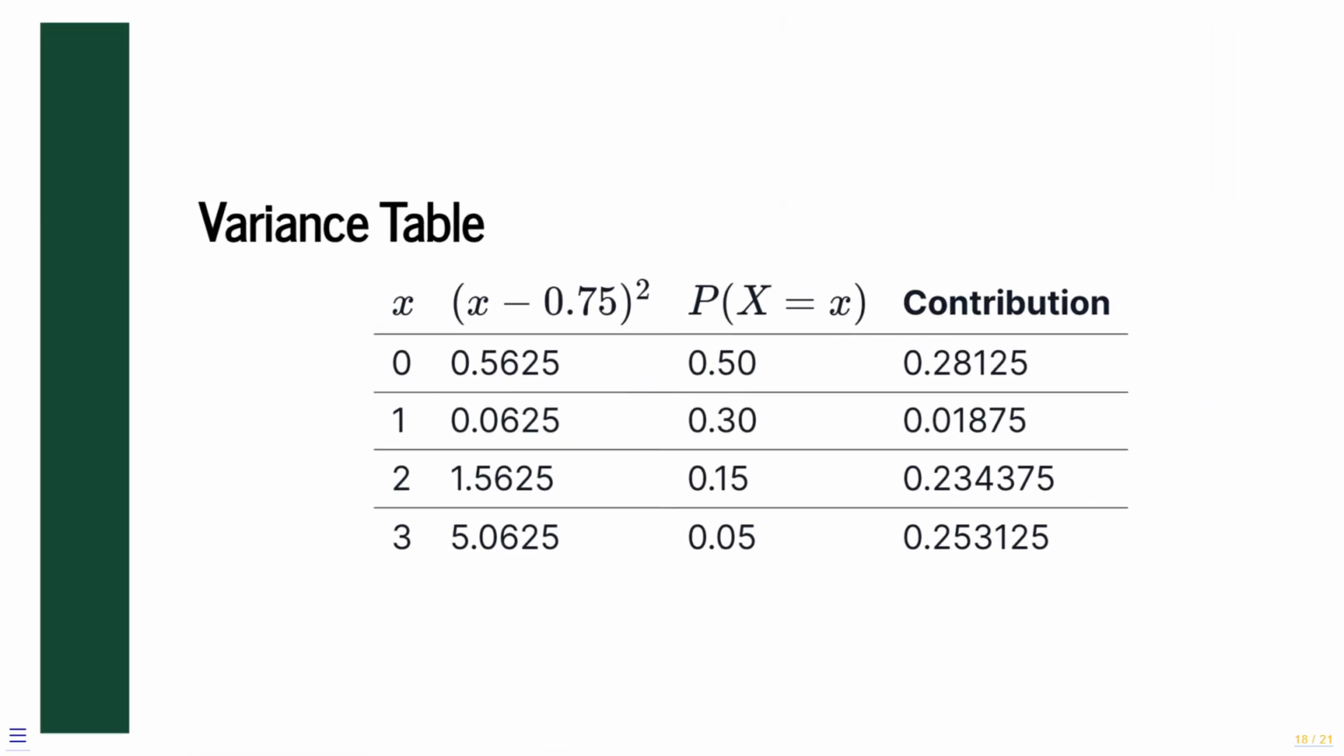To calculate variance, we first compute the squared distance between each value and the mean of 0.75. Each squared deviation is then multiplied by its corresponding probability. These products represent contributions to the overall variance. Organizing the calculation in a table helps keep track of each component and makes the computation clear and systematic.